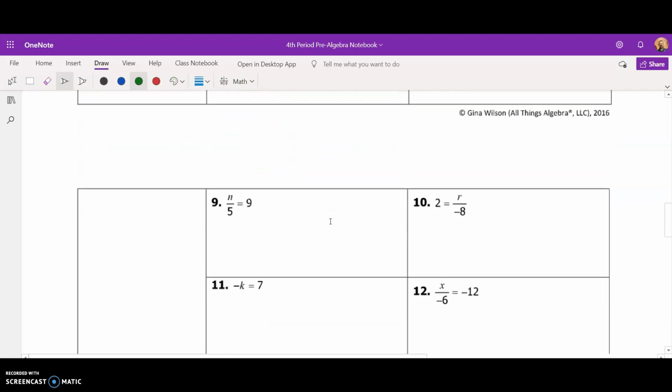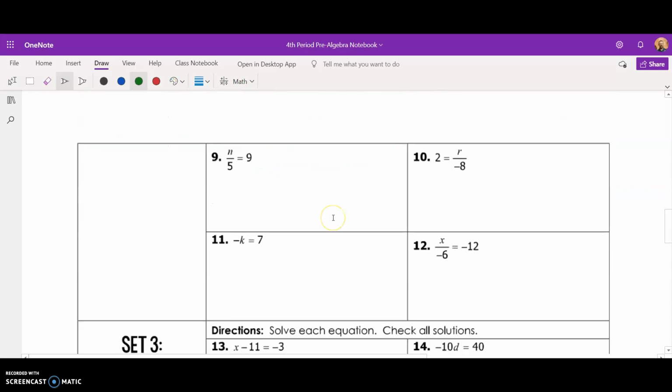Alright guys, let's move on to number 9. Number 9 is a division problem. If we read this the way it's supposed to be read, instead of saying n over 5, this would be n divided by 5. So to undo division, we're going to use multiplication. So the inverse of dividing by 5 would be to multiply by 5. And we're going to use parentheses to show multiplication.